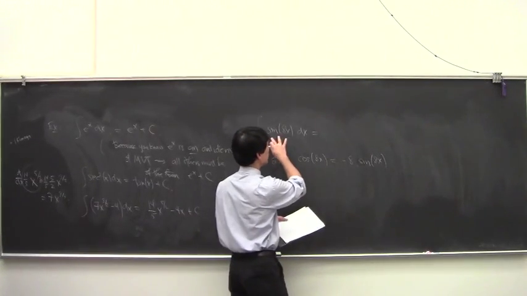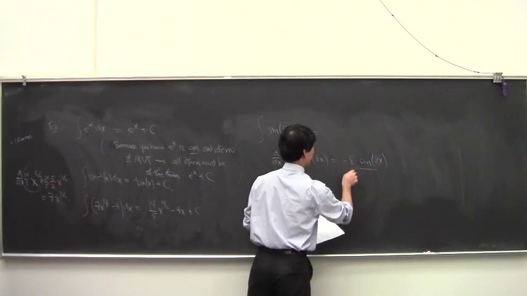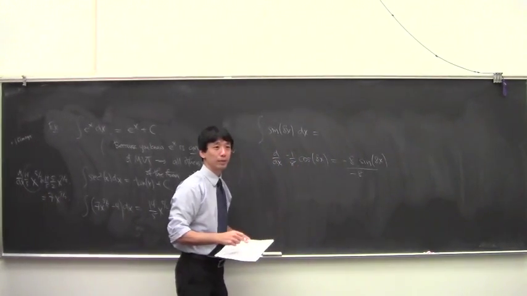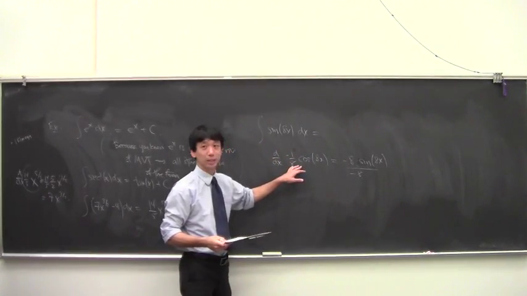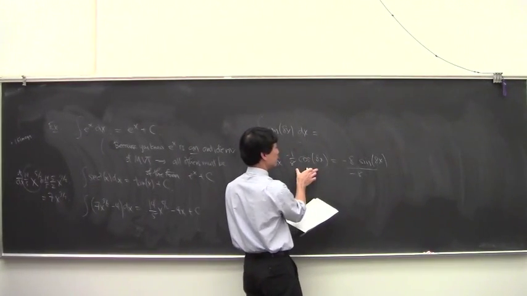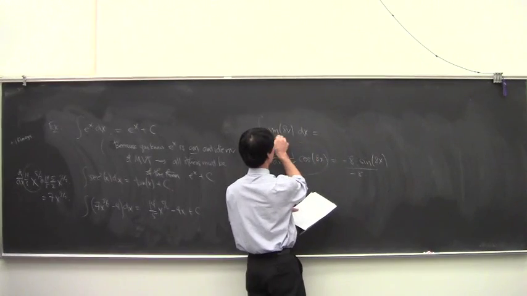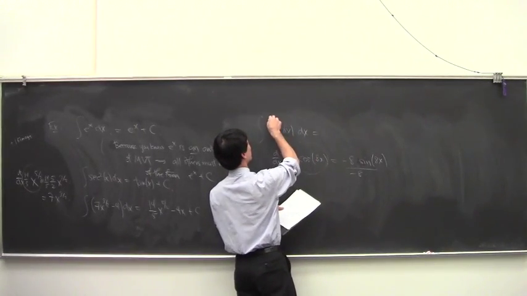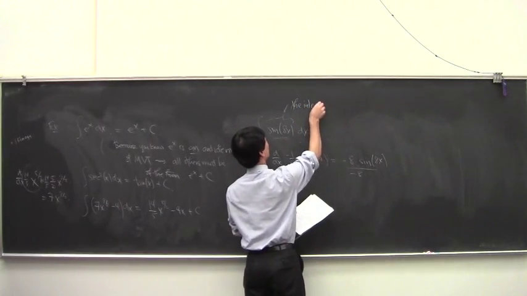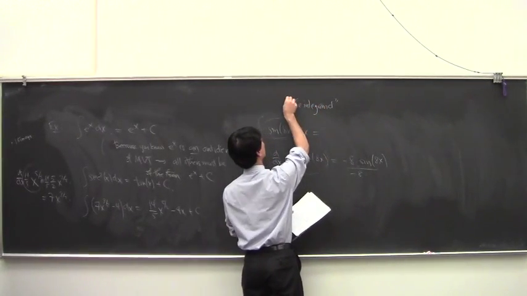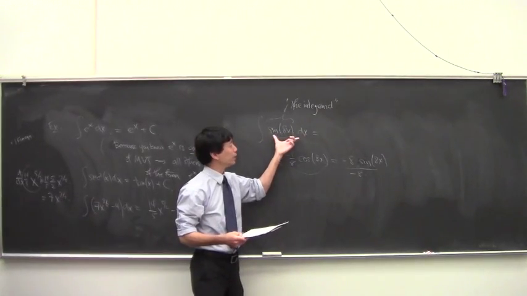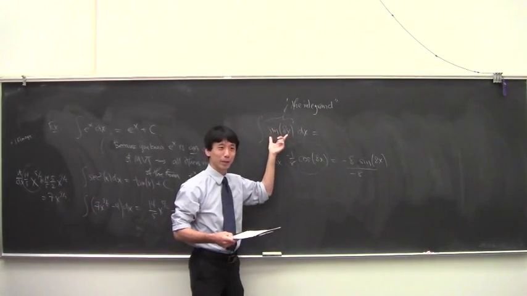I actually want just sine, right? So I'm going to divide everything by negative 8. Just multiply both sides by negative 1/8. And so you see that this is an antiderivative of the integrand. So this function is called the integrand. If this is called the indefinite integral, this function here is called the integrand of the integral.